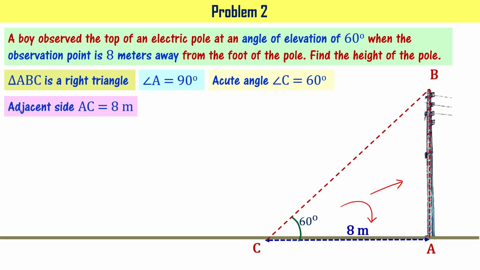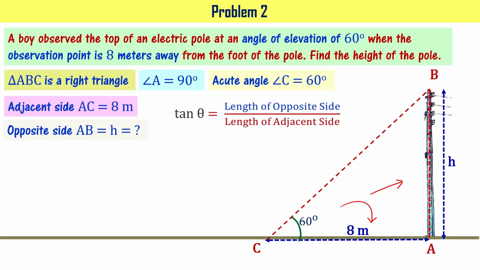It is given that adjacent side AC equal to 8 meters. What we don't know is opposite side AB, right? That I am denoting using H. We have to find the value of small h, right? We know trigonometric ratio tan theta defines the relation between opposite side and adjacent side, right? Tan theta equal to length of opposite side divided by length of adjacent side. As per this, tan 60 degrees can be written as h divided by 8, right?